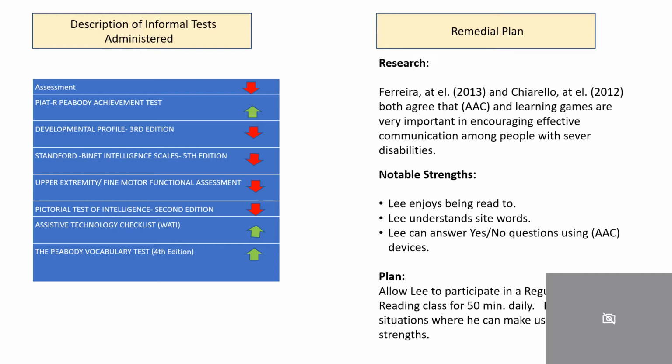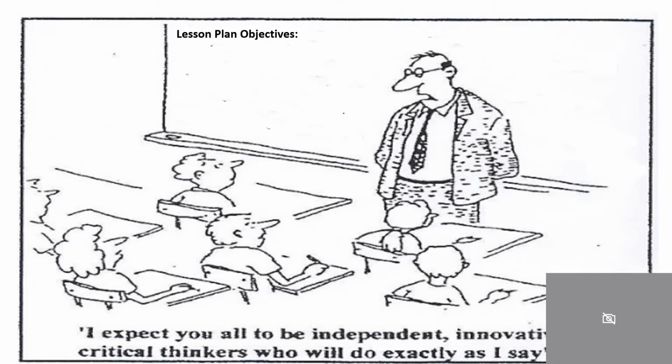Also, one of his strengths was he enjoyed, again, being read to. We talked about the sight words, and he has a strength in answering yes and no questions using his AAC device. So we wanted to put him in a situation in the classroom where he could succeed with his AAC device and the supports that he'll have at his disposal. So differentiating the lesson plans was important, and it was part of the assignment, of course.